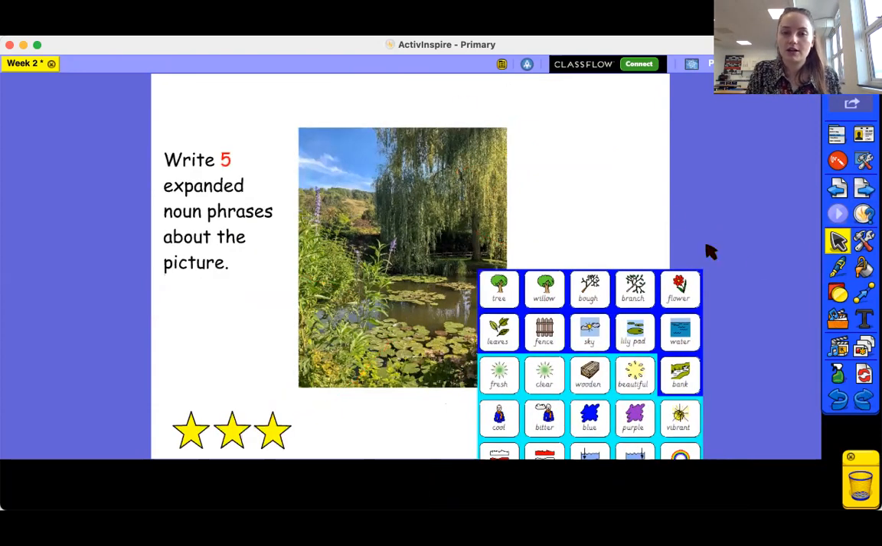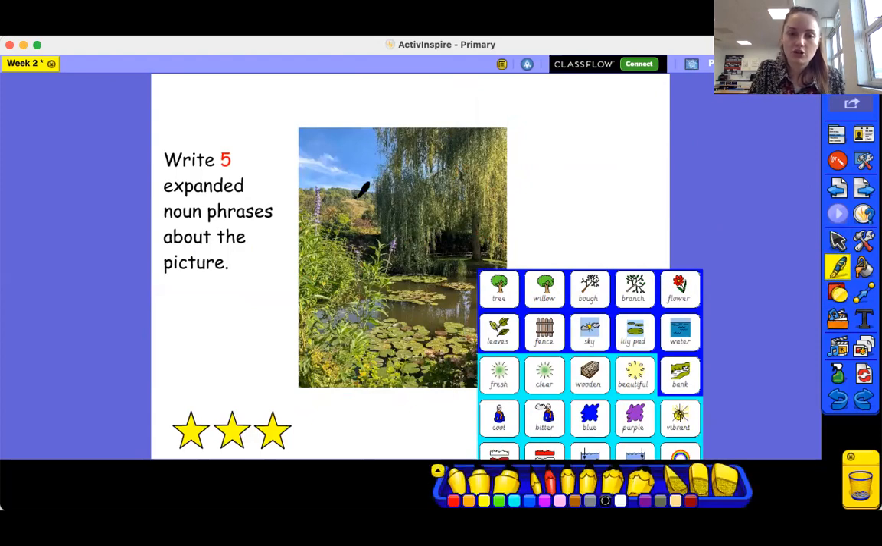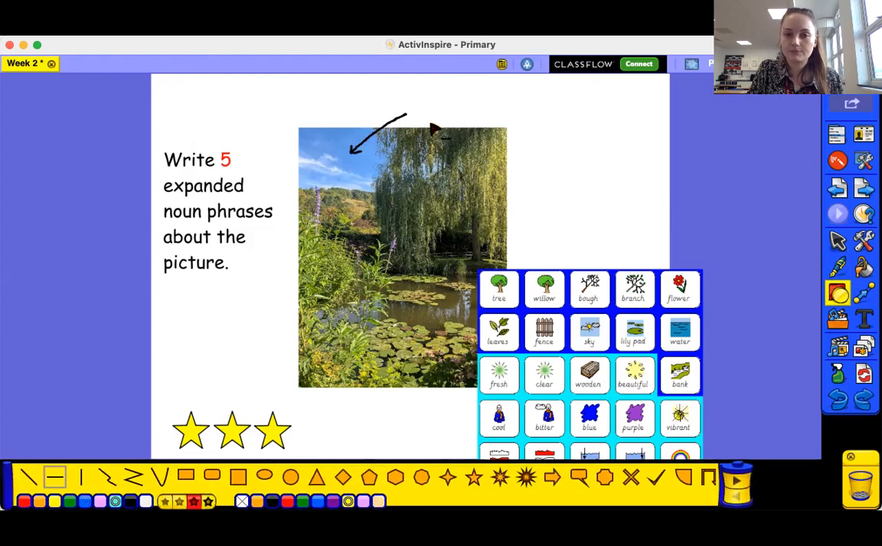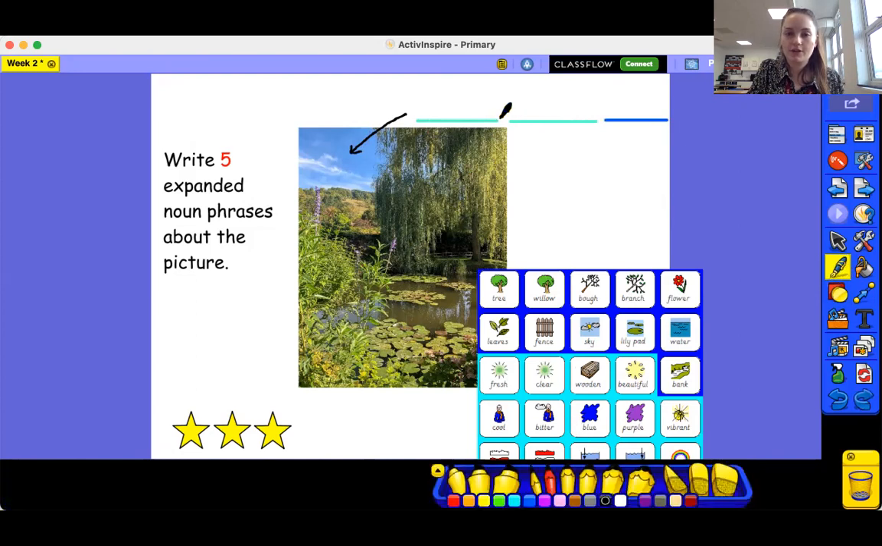And then finally, we've got the 3-star challenge. The 3-star challenge just has the picture. You need to label it yourself. So you're going to choose something to describe. So you might choose the sky. So draw an arrow from the sky. And then you're going to write an expanded noun phrase about it. So you're going to do an adjective, a comma, an adjective, and a noun. And what are you not going to forget? What piece of punctuation? The comma. Fantastic. If you're doing the 3-star challenge, I want you to write 5 expanded noun phrases about the picture. They don't all have to be about the same thing. You can choose different things to talk about. And that is today's challenge.